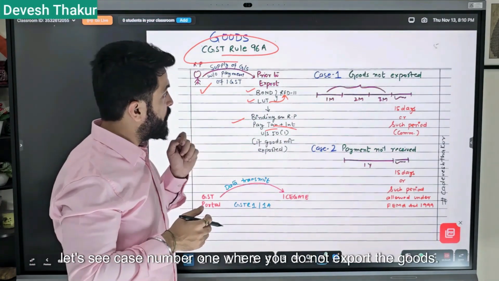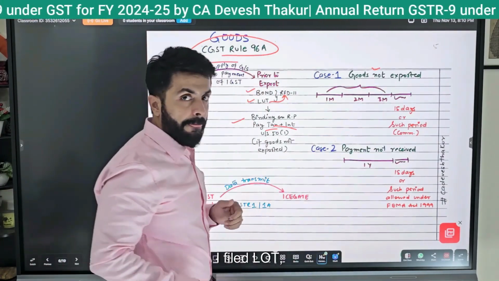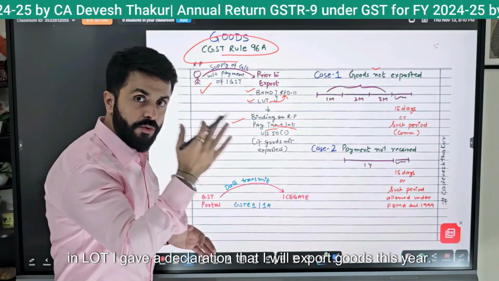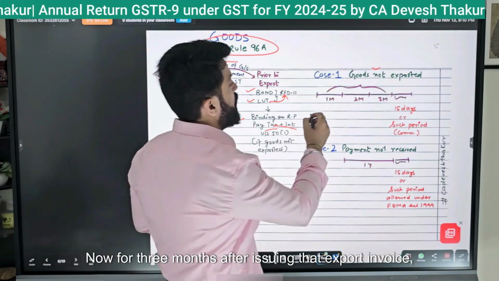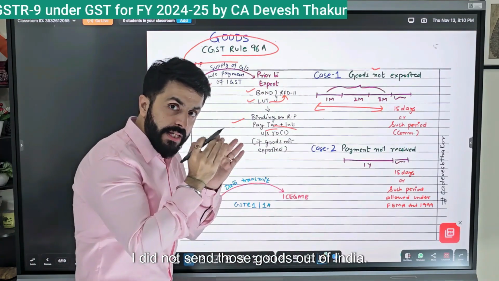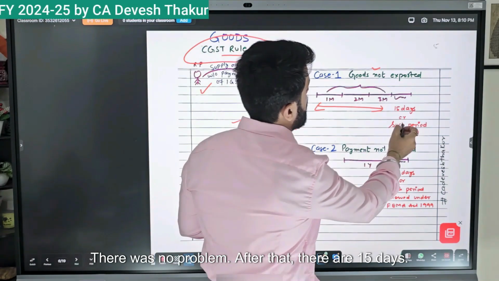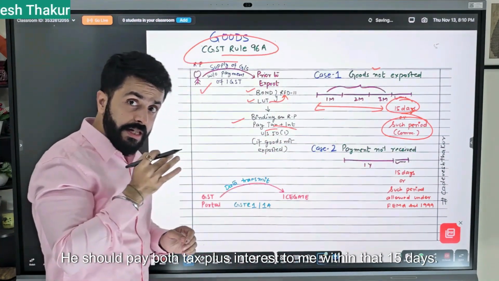Now what are the conditions? First of all, let's see case number 1, where you do not export the goods. I filed LUT. In the LUT, I gave a declaration that I will export goods this year. I issued an export invoice. Now for 3 months after issuing that export invoice, I did not send those goods out of India. There was no problem. After that, there are 15 days. I should pay both tax plus interest within that 15 days.